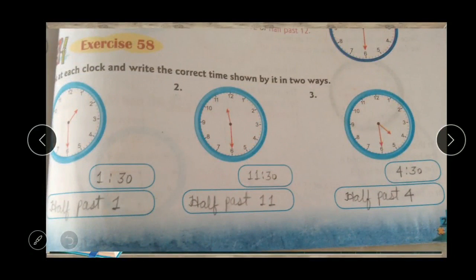Next, look at each clock and write the correct time shown in two ways. It means how we will write in number as well as in words. So here it is clear that in each clock the minute hand is at 6. So if the minute hand is at 6, we read it as half past. So here minute hand is at 6 and hour hand is at 1. So the time will be half past 1.